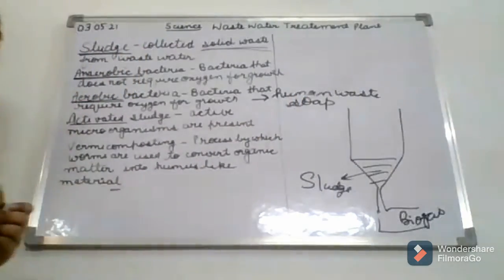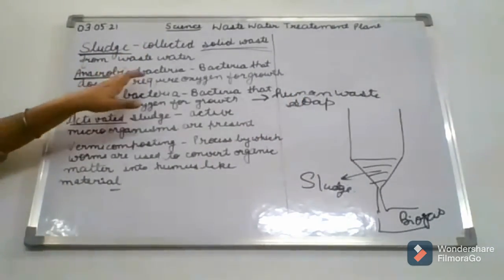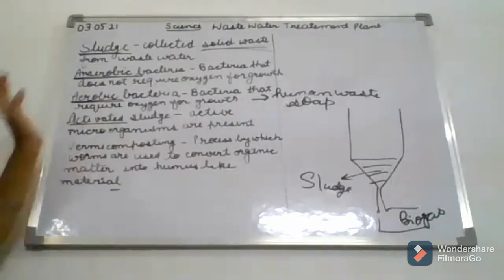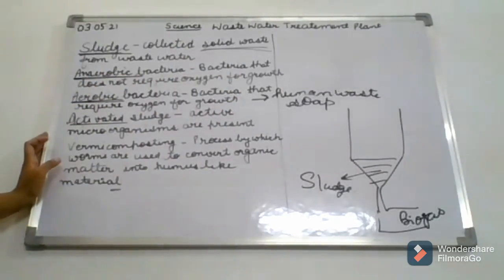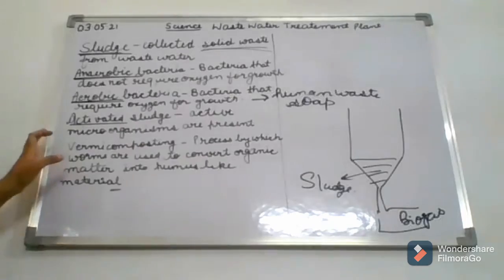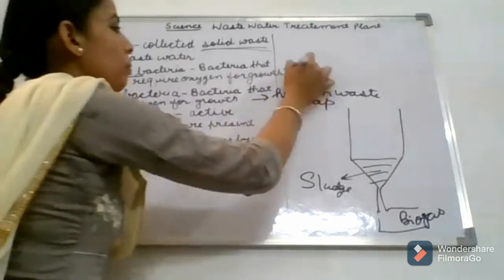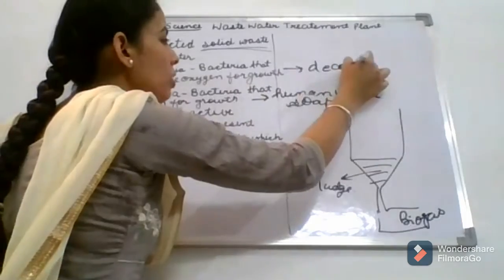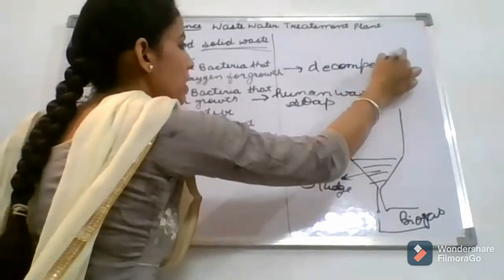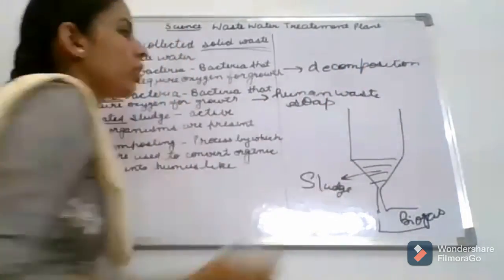In the anaerobic, what do you mean by anaerobic bacteria? They do not require oxygen for their growth. What is the function of this anaerobic bacteria? It helps in the decomposition. It decomposes the material that is present in the wastewater.